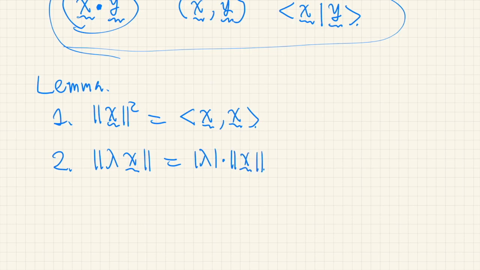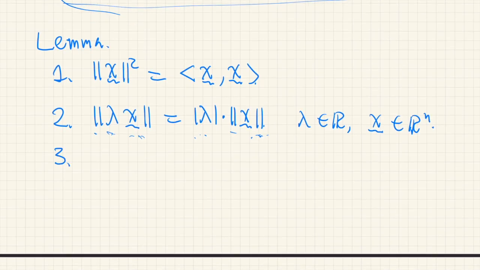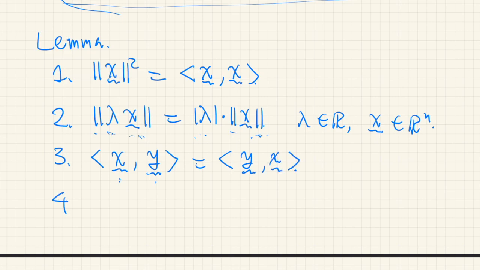Okay, so in that sense, the norm of a scalar product is the product of the norms. Okay, by the way, the norm is a scalar, right? It's a real number. Okay, let's see. Lambda is a real number and x is a vector. And 3. The scalar product is commutative, meaning we can swap the order. x times y is equal to y times x. So commutative.